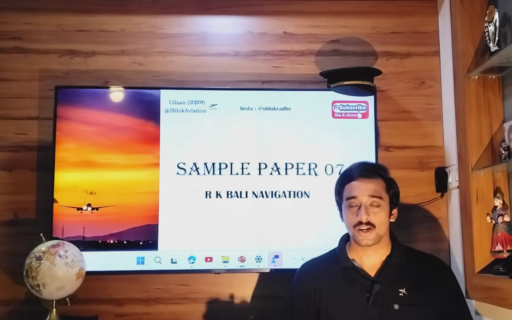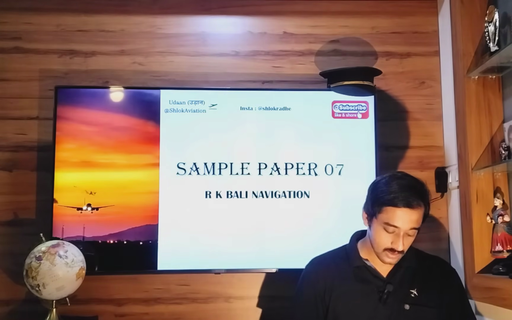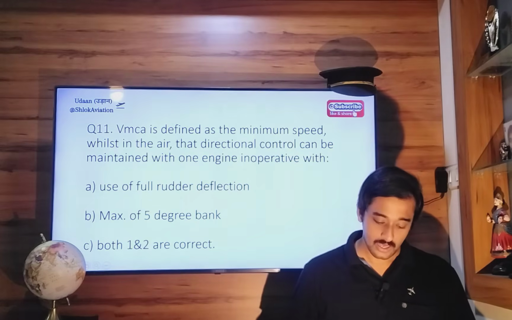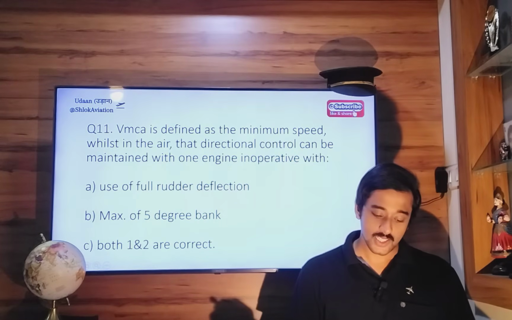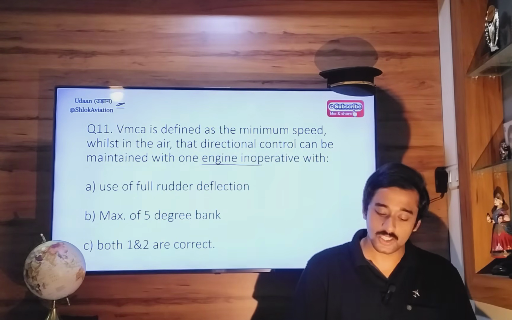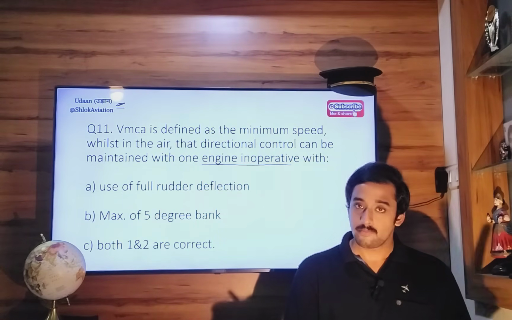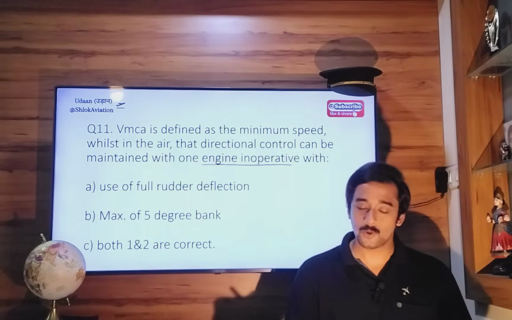In this video lecture, we are going to answer questions from sample paper number 7, BALI navigation book. Let's begin. Question number 11. VMCA is defined as the minimum speed while in the air that directional control can be maintained with one engine failed or one engine inoperative. So with use of full rudder deflection, maximum 5-degree bank, both 1 and 2 are correct.